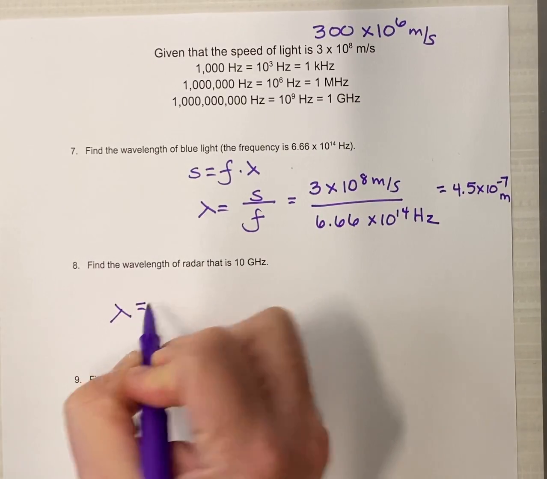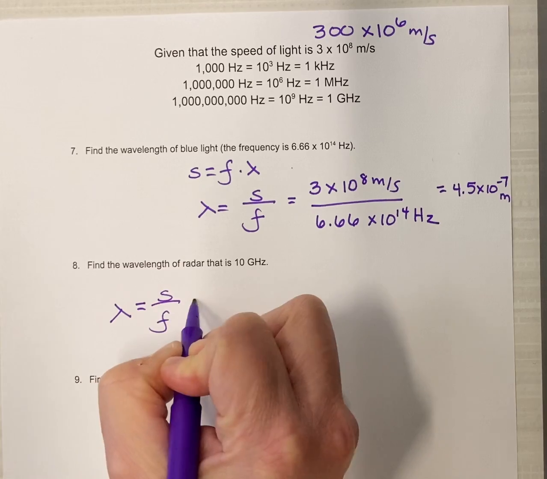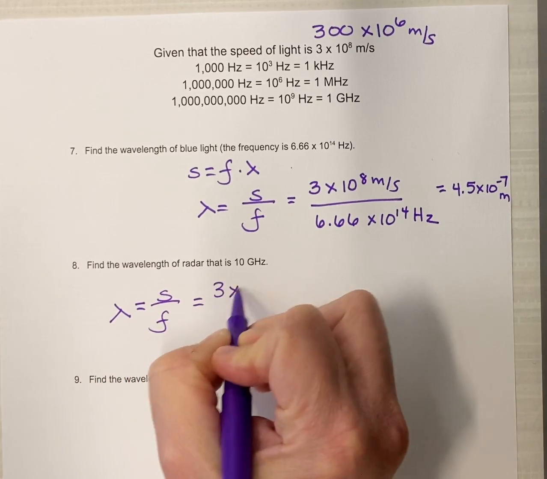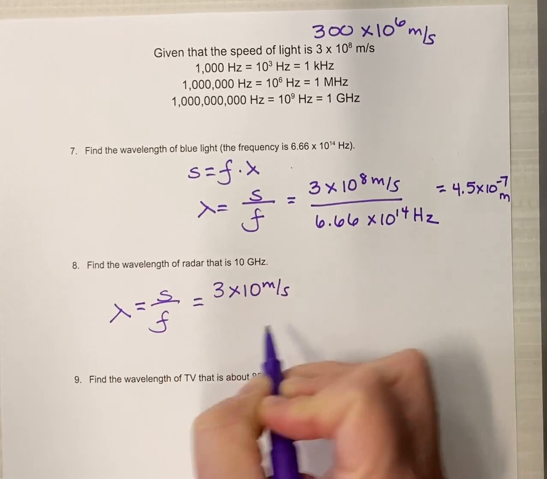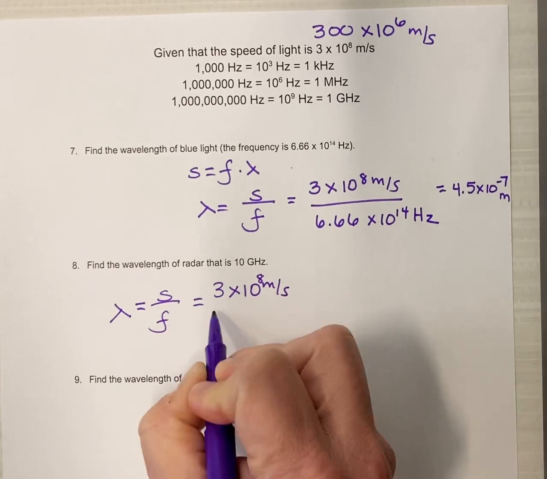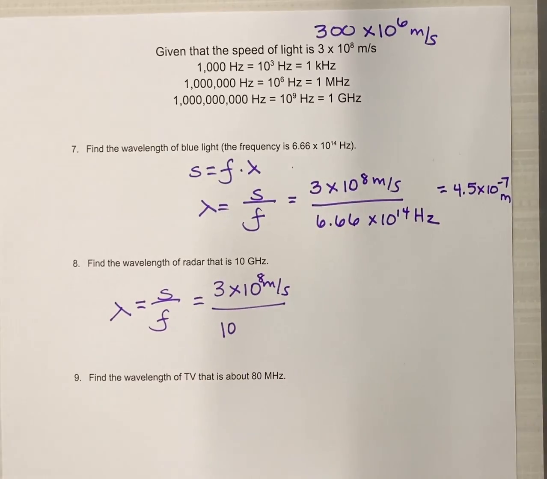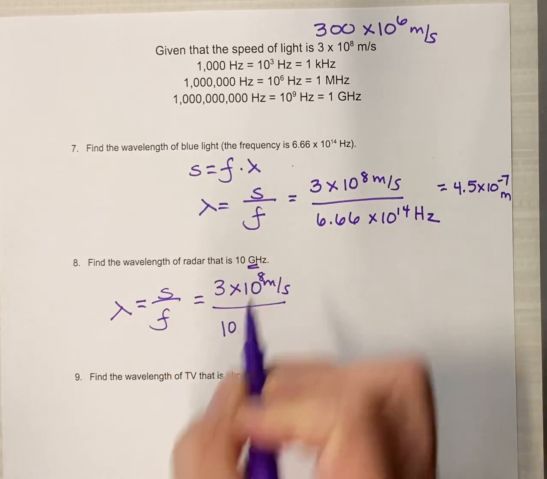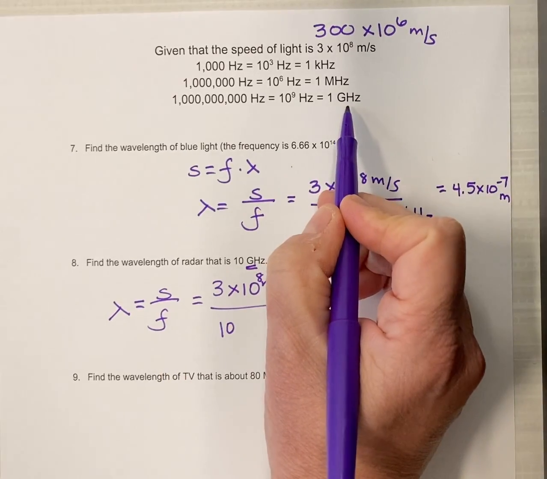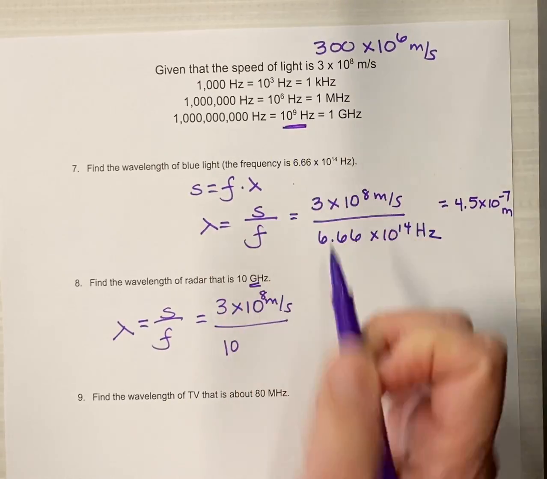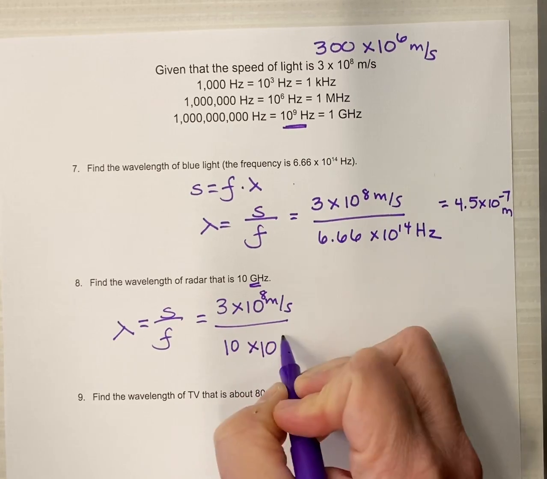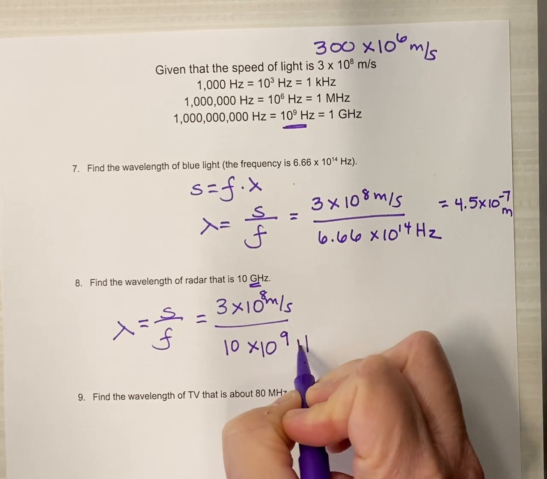Wavelength for radar. Wavelength is speed over frequency. Here's the mistake people will make a lot of times: they'll say 3 times 10 to the 8th meters per second, and they'll be like, over 10. Nope, you've got to pay attention to what giga is. Giga, if I look right up here, is 10 to the 9th. So it's going to be 10 times 10 to the 9th hertz.